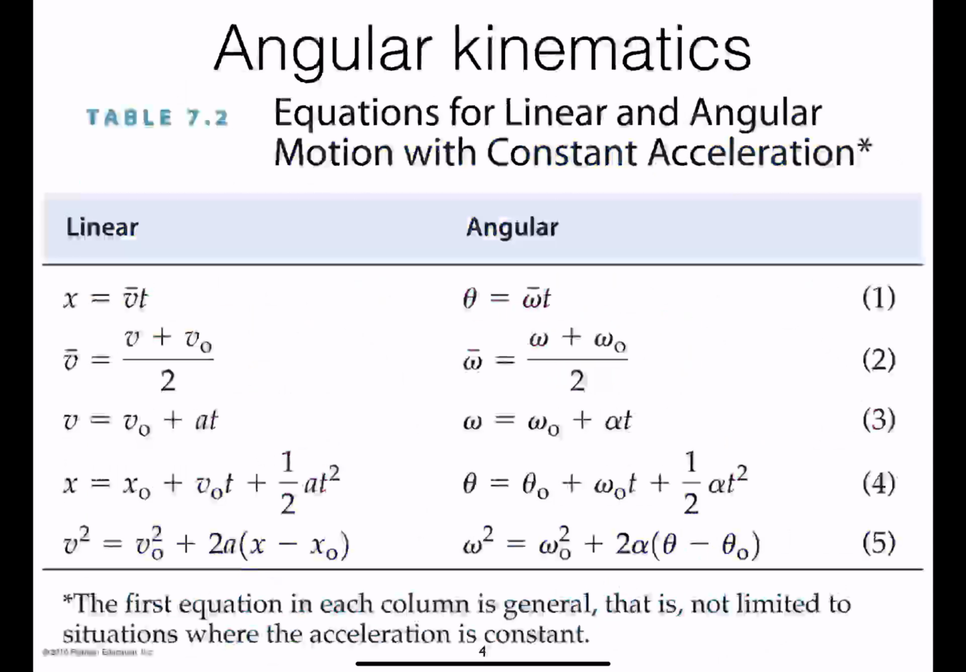As mentioned last week, there are similarities between the equations of linear and angular kinematics. The only thing is you have to be careful with your variables. In this case, x is translated to theta, v is translated to omega, and a is translated to alpha in terms of rotational.